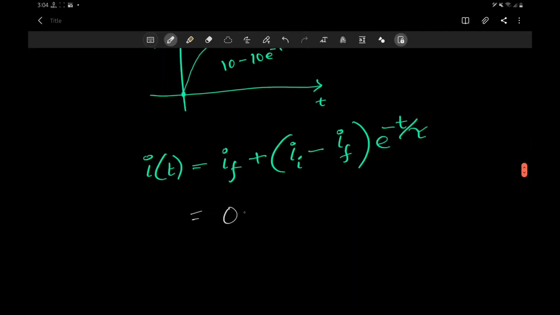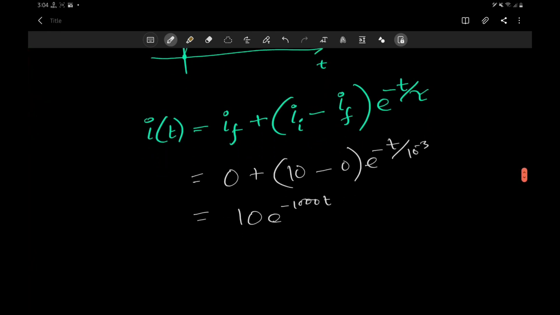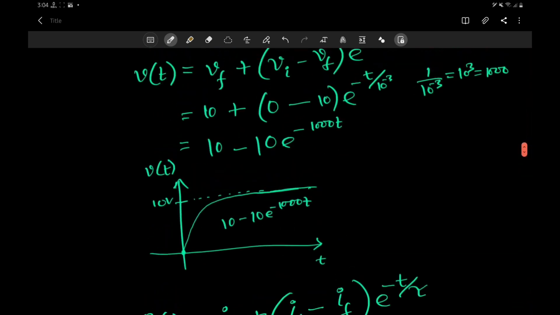So the final current is 0 plus the initial current was 10 here, minus 0, e to the power minus t by tau. Sorry, the tau was 10 to the power minus 3, and so this will be 10 e to the power minus 1000 t. And if you plot this graph, you will see that this graph looks something like this. I of t here, this will start from 10, so this is milliampere. I should write the units here.